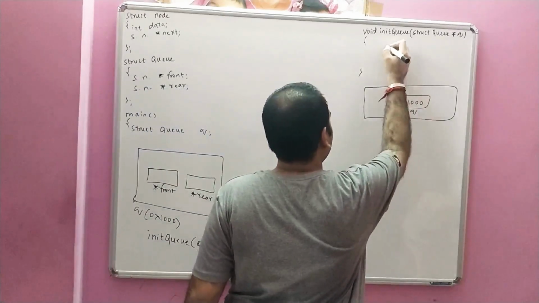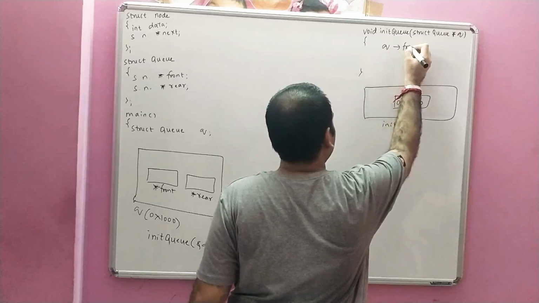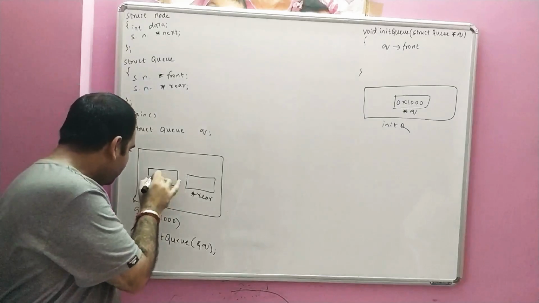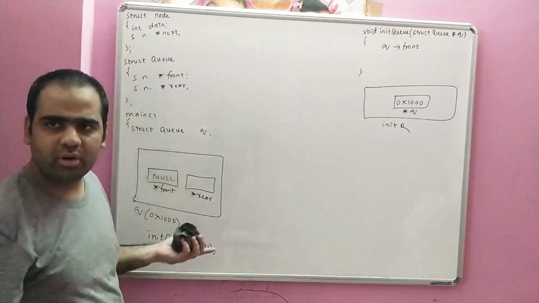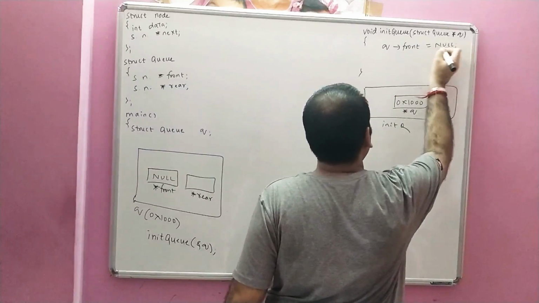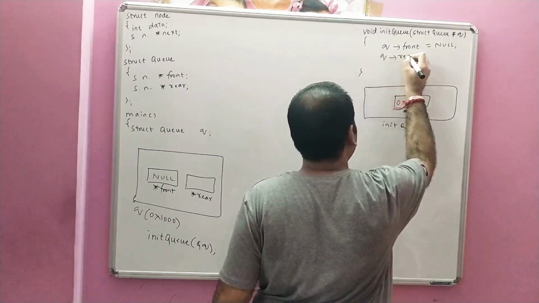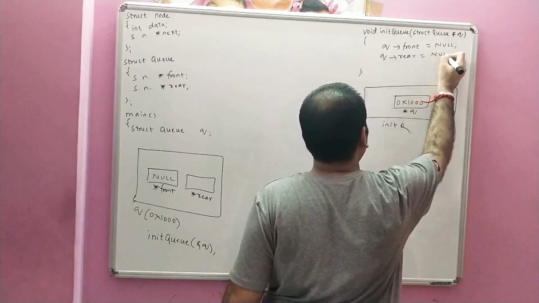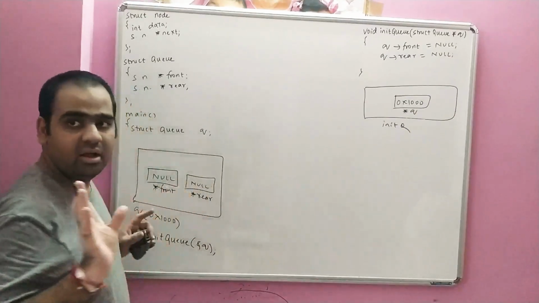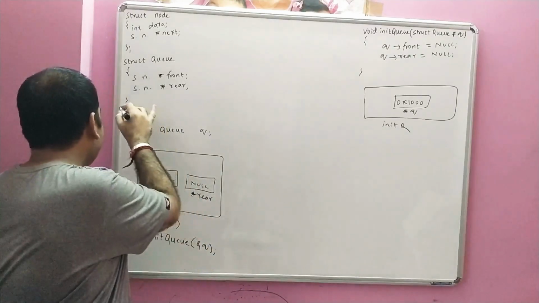Now from this I say q arrow front. Now what is q arrow front? Go to address 1000 and get front. What I want to store over here? I want to store null. Even you can write 0 because null is 0. You say null. Similarly q arrow rear should be equal to null. Now 1000 arrow rear is equal to null. Now what will the user be interested in?